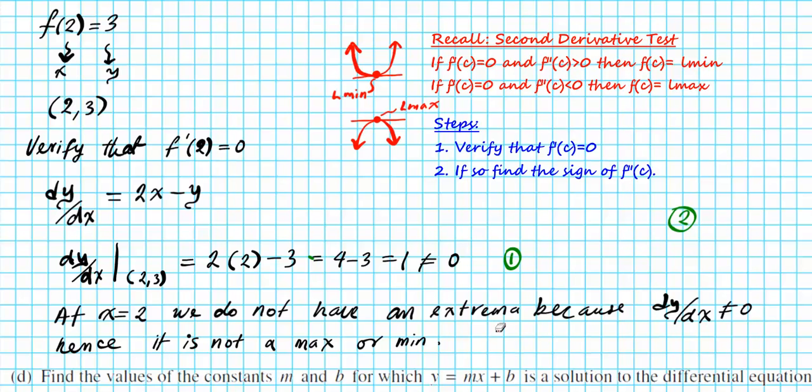So what's your final answer? Is it max, min, neither, with a justification? So we stated neither, and we said that the reason is because the first derivative is not equal to 0. So just putting those two in a nice little sentence will earn you your second point and a total of 2 points for the C part.